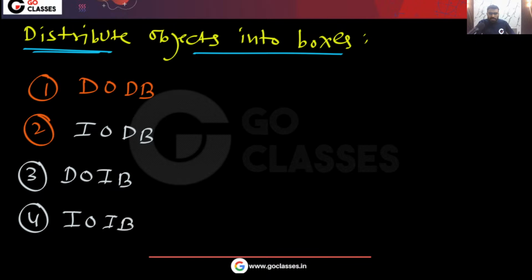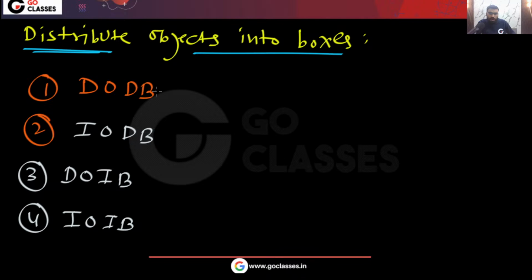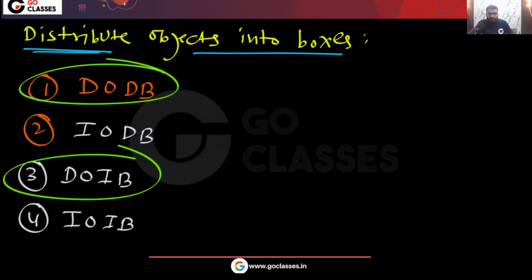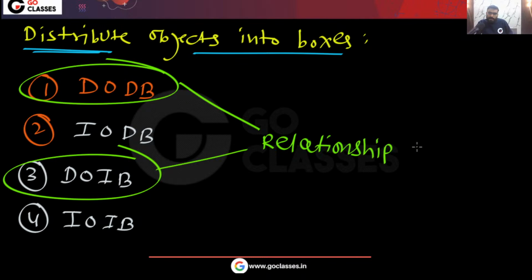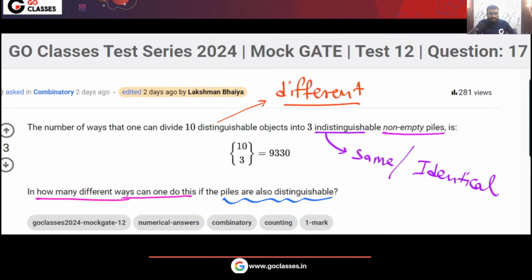Now this question is basically talking about the relationship between these two templates. One template is distinguishable objects, indistinguishable boxes. What is the relationship between this template and this template? Yes or no? This question is related to the relationship between these two templates. Okay, so now let's see what the relationship is between these two templates.